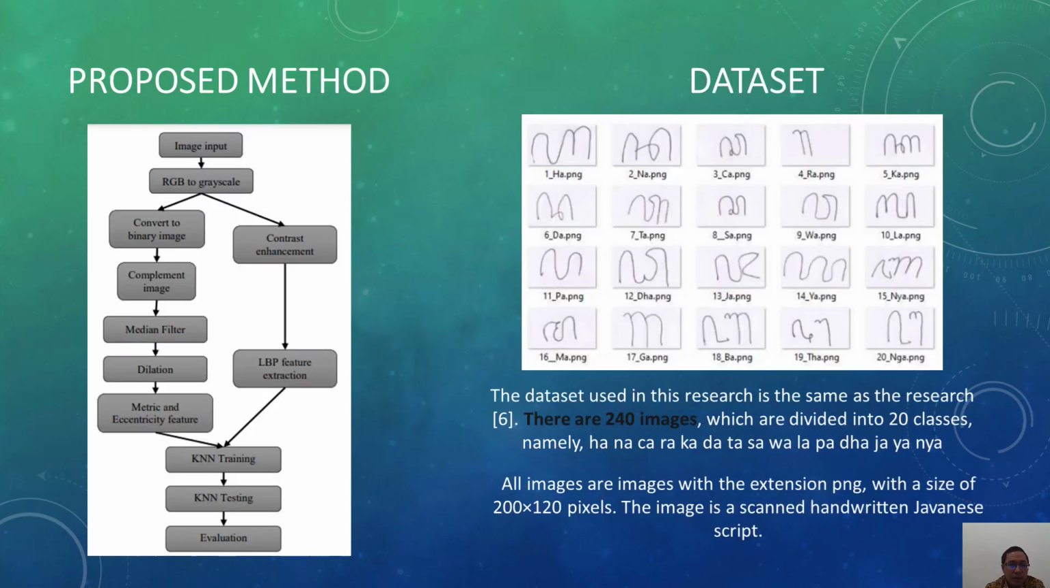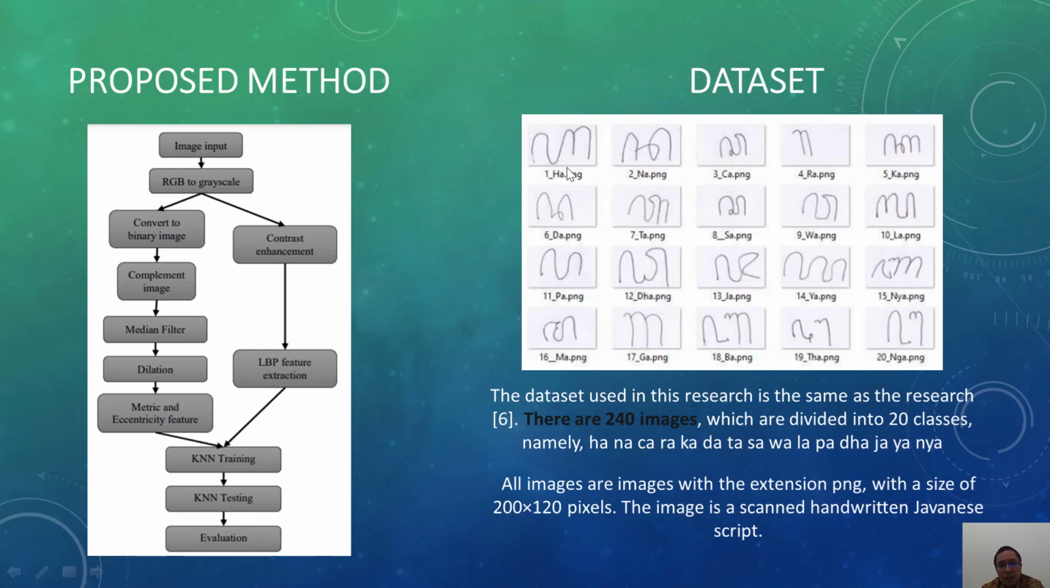This is our proposed method. The first step is image input, then converting RGB to grayscale, and then splitting into left and right. The left one is converted to a binary image, then complement image, median filter, deletion, and metric and eccentricity feature extraction. The right one is contrast enhancement, and then LBP feature extraction. Then the features are combined again for KNN training and KNN testing. The last step is evaluation.